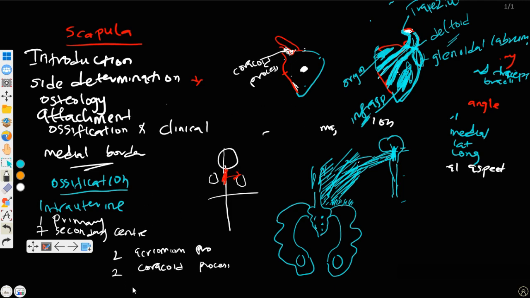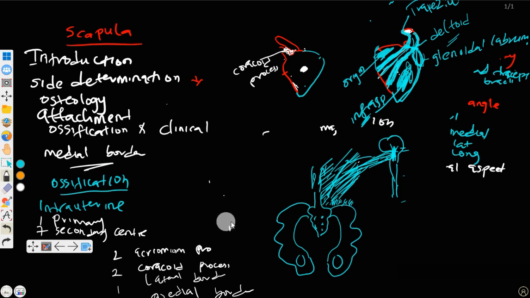The lateral border has 1 ossification. The medial border has 1 secondary ossification. And the spine of the scapula also has secondary ossification. So that is basically how the scapula gets ossification.